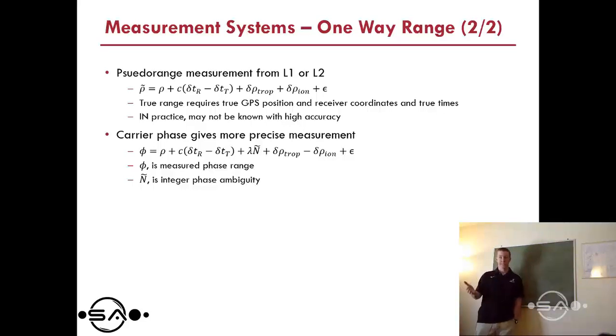Carrier phase, like I said, gives us a more precise measurement. It's a one-way measurement. So if you remember from our Doppler shift, the wavelength times N is the integer phase ambiguity, and really that's what we want to solve for, because we measure the phase range that we see, and then if we solve for the phase ambiguity by using multiple signals, then we're going to be able to get a very precise measurement on the order of centimeters.